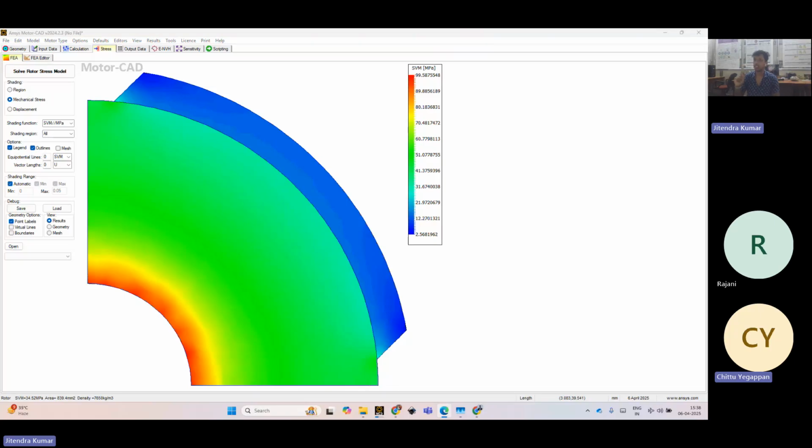Sorry, sir, the short part is visible, but the written part is invisible. Sorry, Chittu, I'm not able to hear you. Still, don't mind.